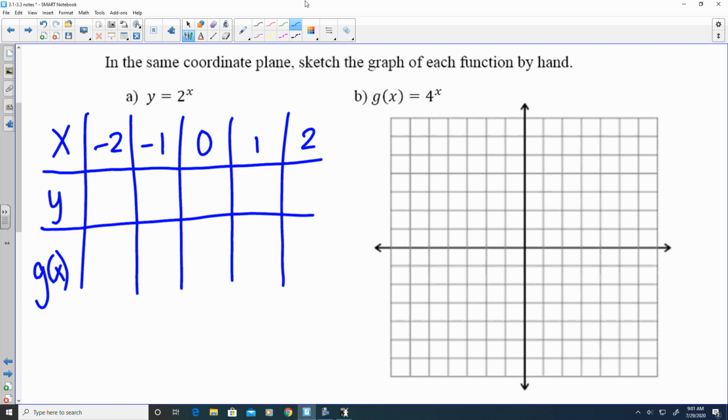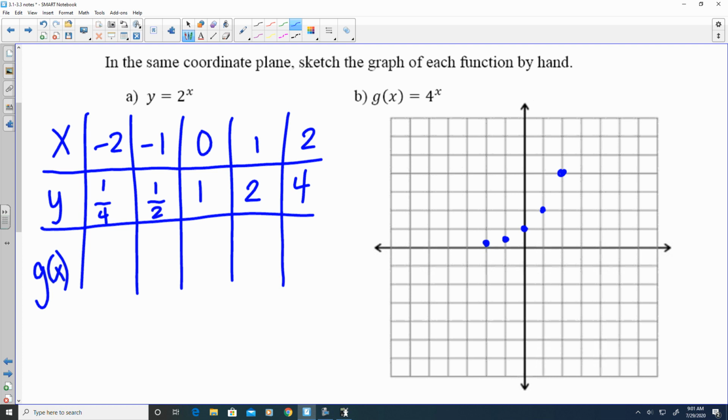Okay. So if I plug in -2, I'm just going to do these in my head because this is not too bad. 2 to the -2 is the same thing as 1 over 2 to the second, which is 1/4. 2 to the -1 is 1/2. 2 to the 0 is 1. 2 to the first is 2. And 2 to the second is 4. So in blue, we'll do 2 to the x over here. 1/4, 1/2, 1, 2, 4.